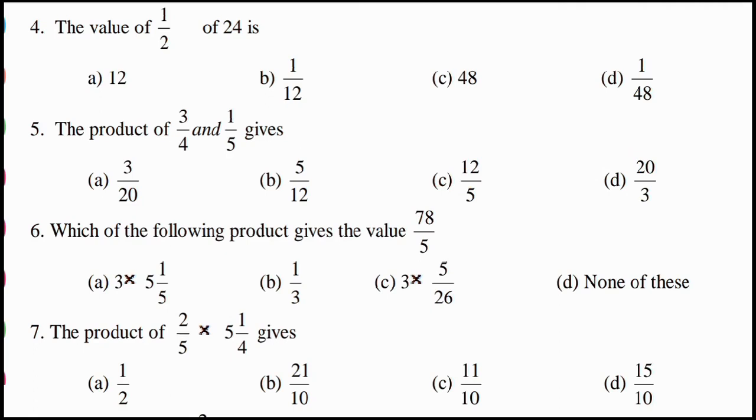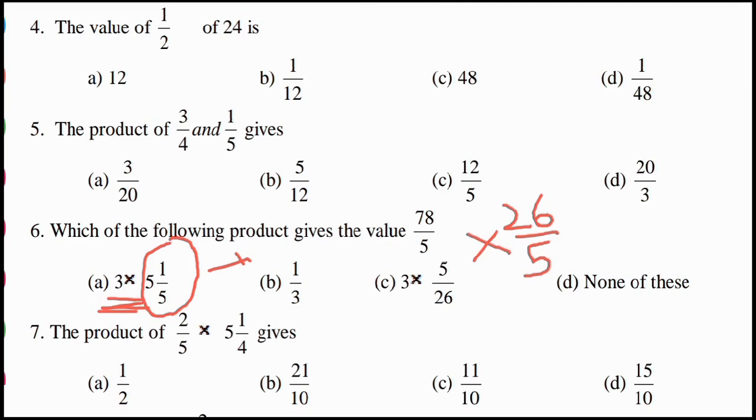Now question number 6. Which of the following products gives the value 78 upon 5? For that you have to solve each option. So first we solve this option. Here it is in mixed fraction form. We have to convert it into improper. So 5 fives are 25, 25 plus 1 is equal to 26. So it is 26 upon 5.